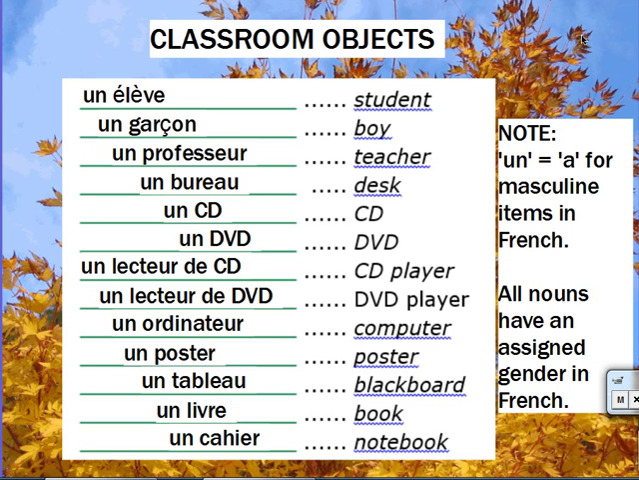A computer is un ordinateur. A poster is un poster. The blackboard, or in this case nowadays the whiteboard, or whatever board a teacher is writing on in class and is going to point out to you, is un tableau. A book is un livre. And a notebook is un cahier.